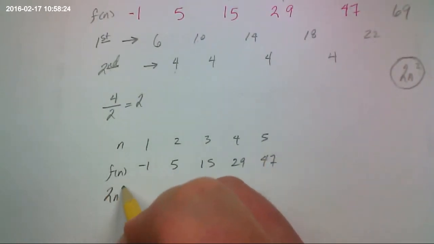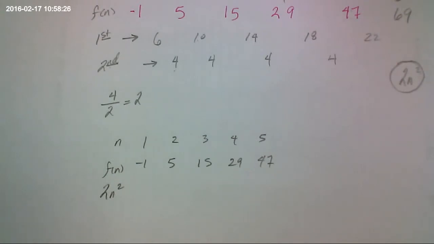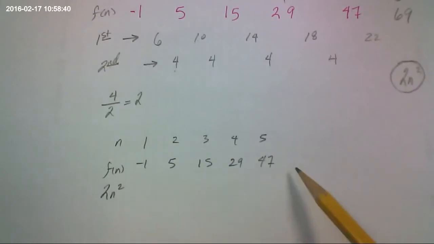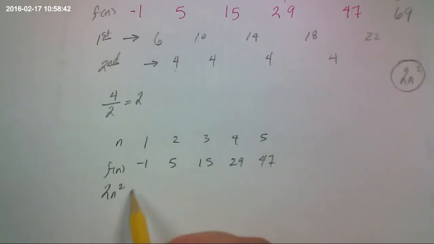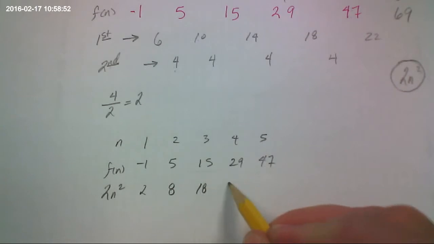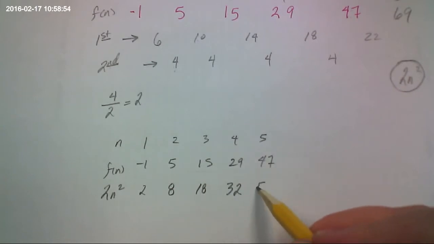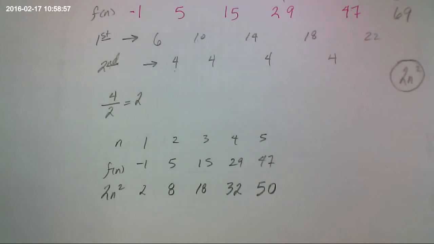Now, 2n squared is what I have to start with. What I'm going to do is I'm just going to write out what 2n squared is whenever n equals these numbers, and see if I can figure out what to add or subtract to find the formula that gives me these outputs. Okay? So plug in a 1, I get 2. Plug in 2, I get 8. 2 squared is 4, times 2 is 8. So 9 times 2 is 18. 16 times 2 is 32. And 25 times 2 is 50.